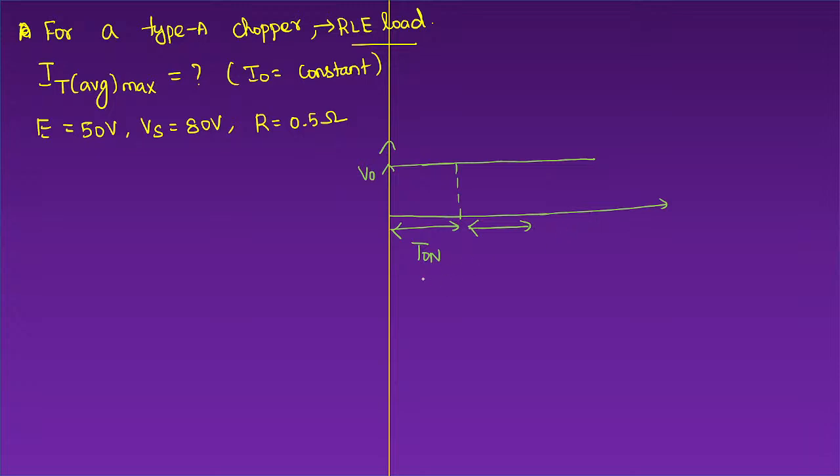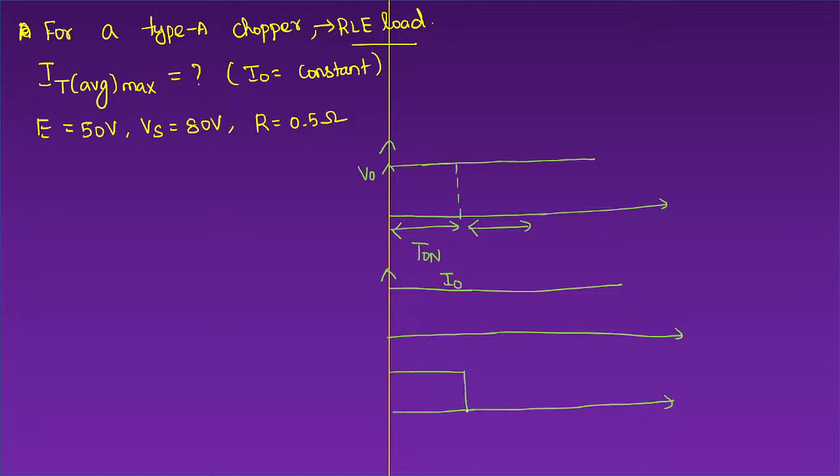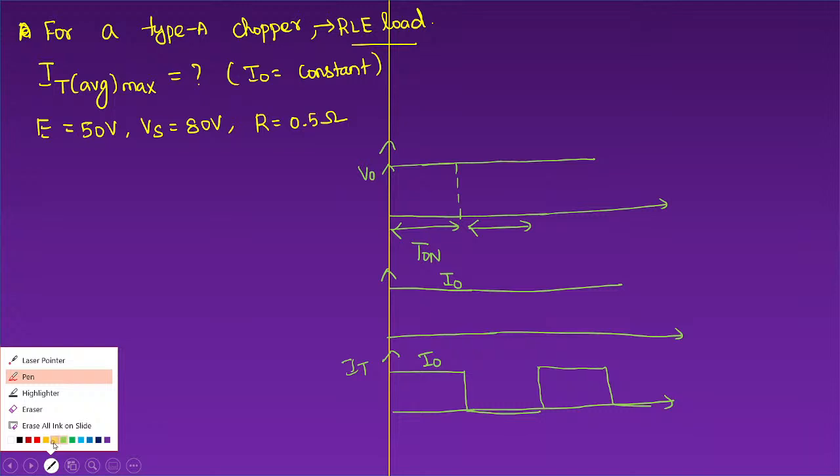Again, same circuits. If I draw the output current, it is constant. They told, okay sir, output current is constant. Then if I draw the current through the thyristor, when the switch is on, current will be flowing through the thyristor. When the switch is off, the current will be zero. Again, when the switch is on, current flows. This is the expected thyristor current. Through the thyristor, the output current will be flowing. Okay, sir. Fine, sir.